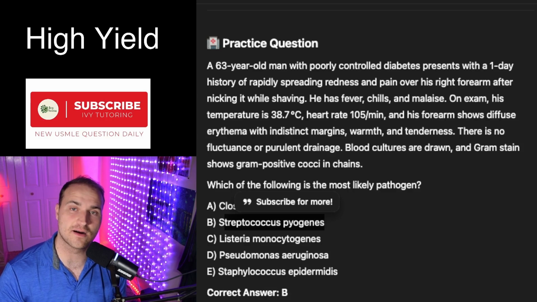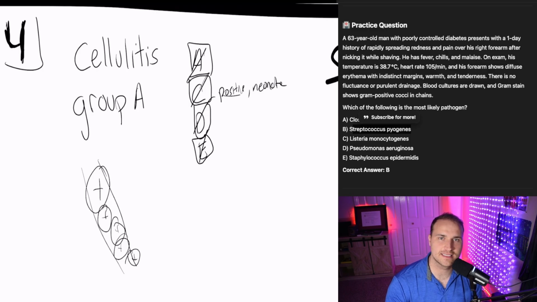a small cut on his arm. And then within 1 day, his skin is like bright red and it's hot and it's tender. And he's got a fever. And then on gram stain, they'll give you gram-positive cocci in chains. Now, why is it not Staph aureus? That's often going to form abscesses and pus. Group A strep causes non-purulent cellulitis. And it secretes enzymes like hyaluronidase and streptokinase, and that will break down the tissue barriers and it lets the infection race along the tissue plane.